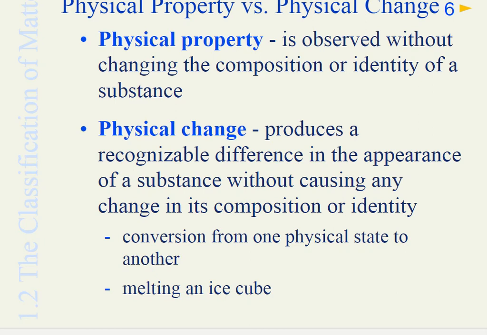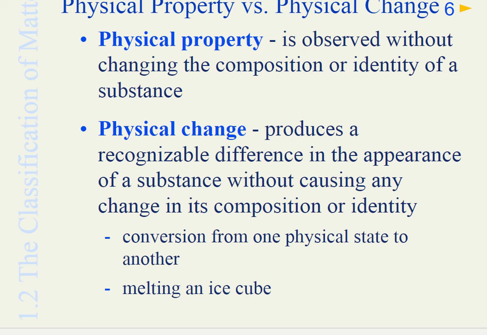So just like we can classify matter, we can also classify the properties of matter. And there are two kinds of properties of matter, physical properties and chemical properties. In this video, we are going to talk about physical properties and something called physical changes, which help us understand the physical properties. Then in the next video, we'll talk about chemical properties and chemical change. So, what is a physical property?